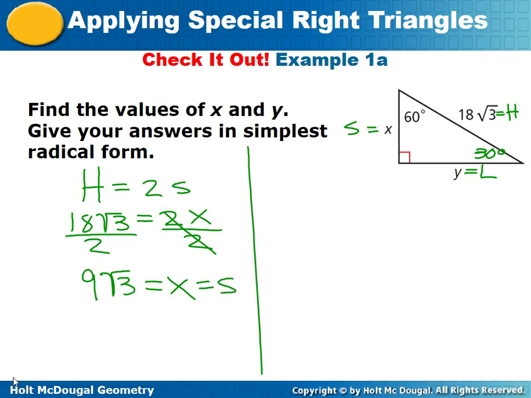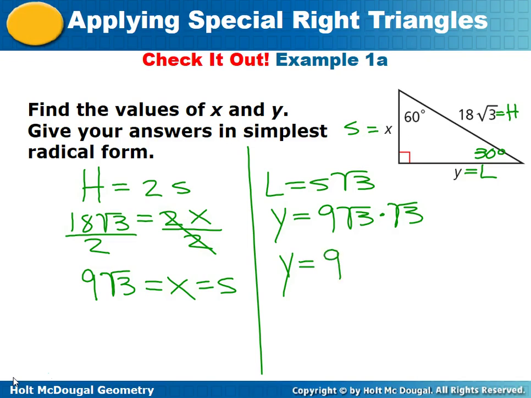Then we're going to do our long leg. So our long leg is equal to our short leg times the square root of 3. Y is equal to our long leg. Our short leg is 9 times the square root of 3, and then we're going to multiply that again by another square root of 3. Hopefully by now you can see that when we have the square root of 3 times the square root of 3, that's the square root of 9. So y is equal to 9 times the square root of 9, which is 9 times 3. So y is equal to 27, because 9 times 3 is 27.